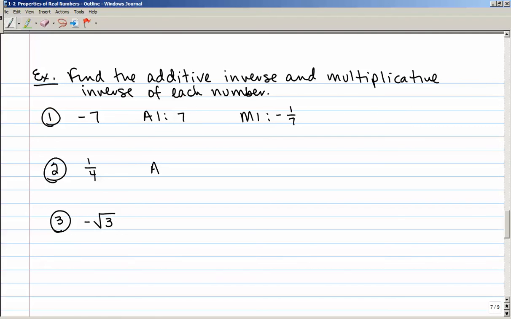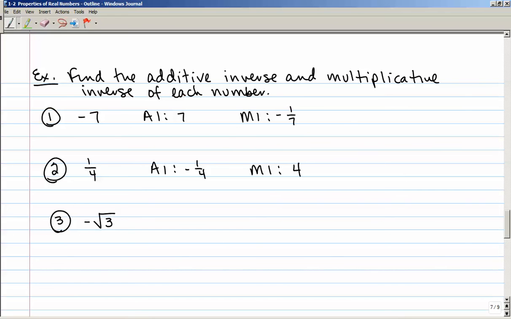For 1/4, my additive inverse is going to be a negative 1/4, and my multiplicative inverse is going to be a 4. Because 1/4 plus a negative 1/4 is a 0, and when I'm adding I want a 0. 1/4 times 4 gives me a 1, and when I'm multiplying I want to get a 1.